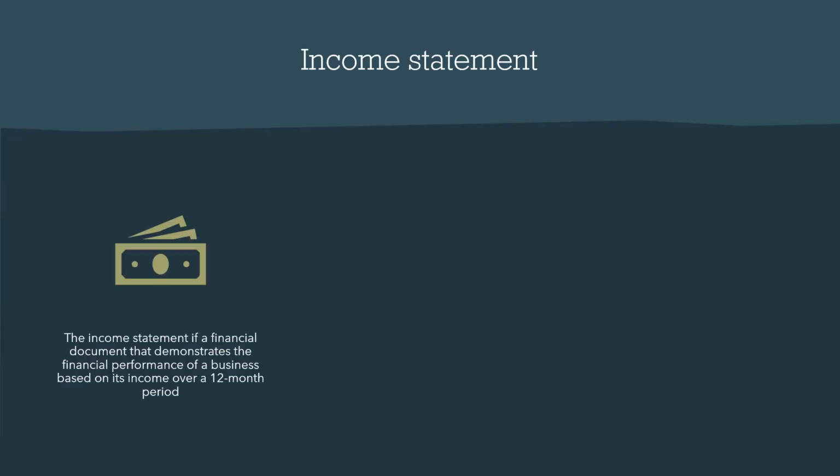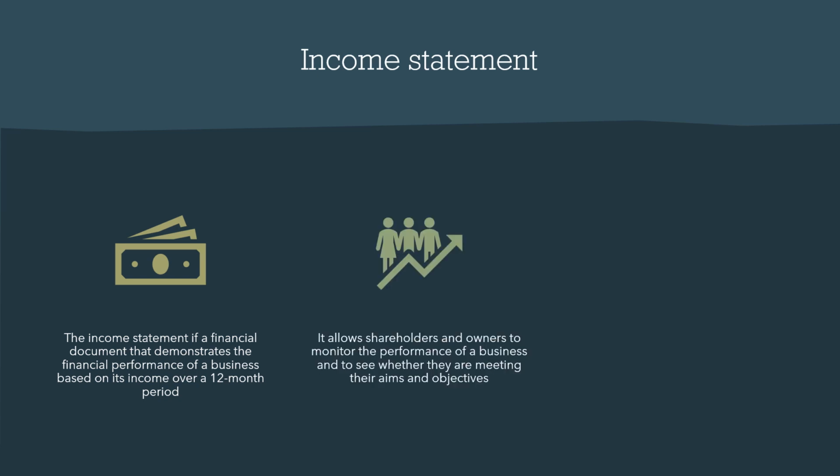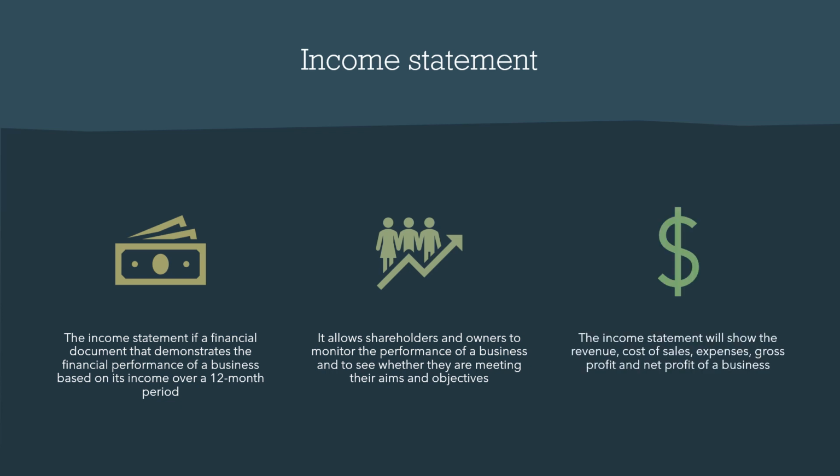Now, an income statement. An income statement is a financial document that demonstrates the financial performance of a business based on its income over a 12-month period. It allows shareholders and owners to monitor the performance of a business and to see whether they are meeting their aims and objectives. The income statement will show the revenue, the cost of sales, the expenses, the gross profit, and the net profit of a business.